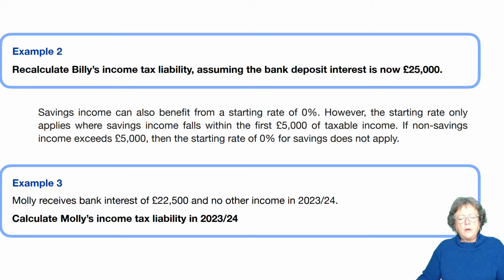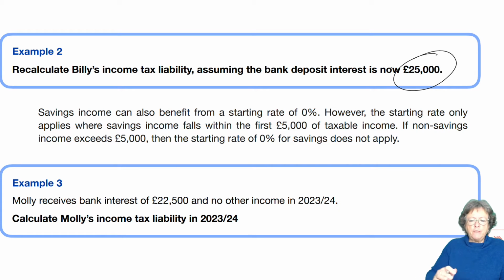So here we are recalculating Billy's income tax liability, assuming that the bank deposit interest has now gone up dramatically to £25,000. Okay, so again, I'm going to set out the pro forma for Billy, give him a heading, Billy, income tax computation.